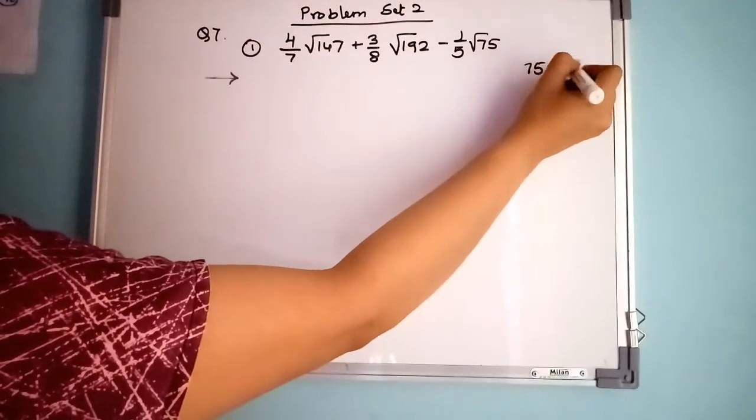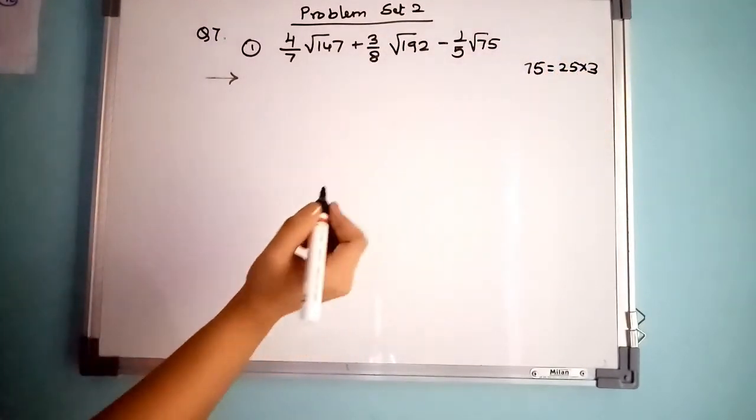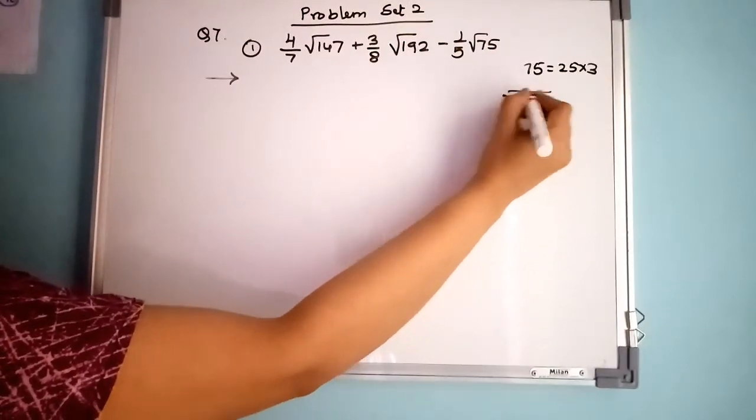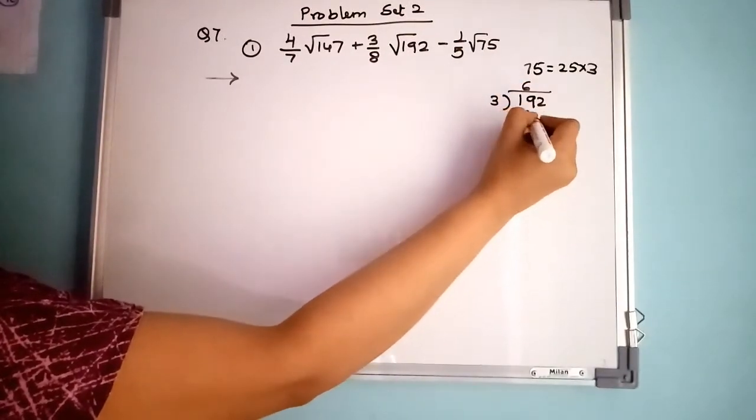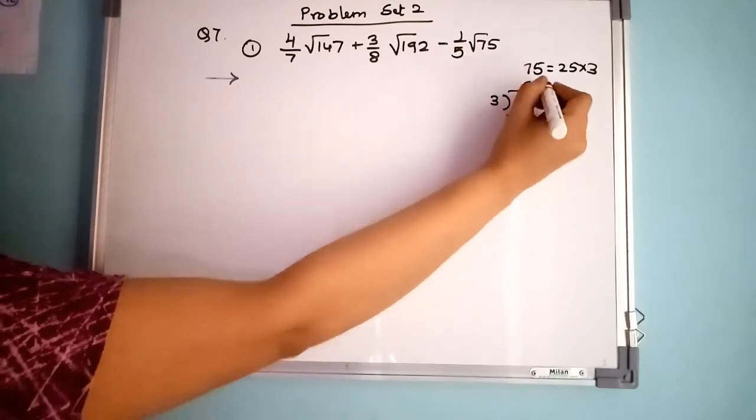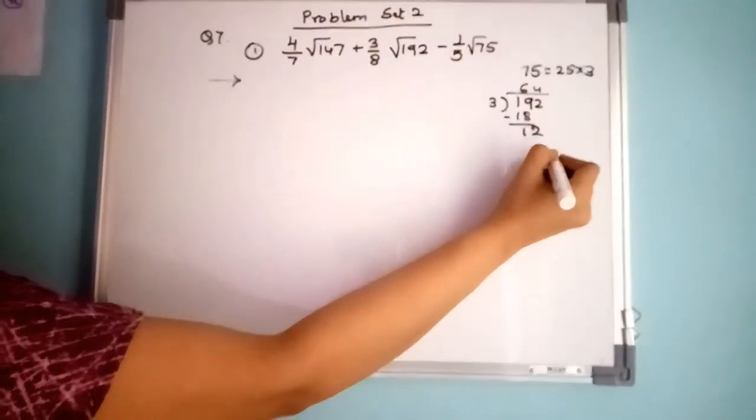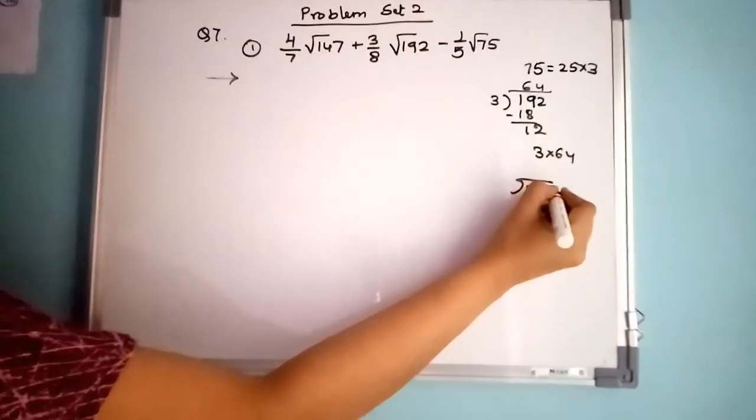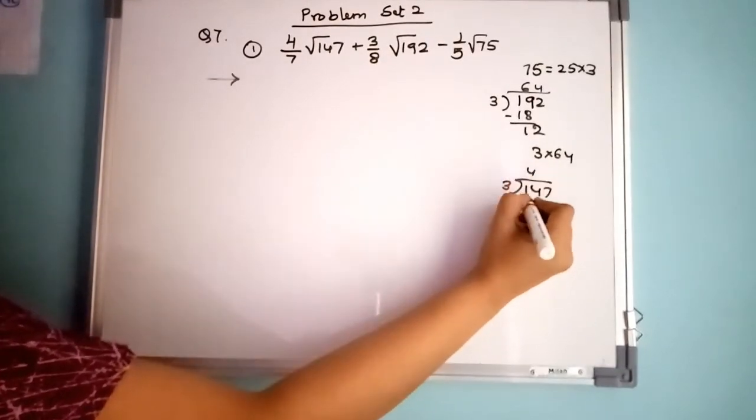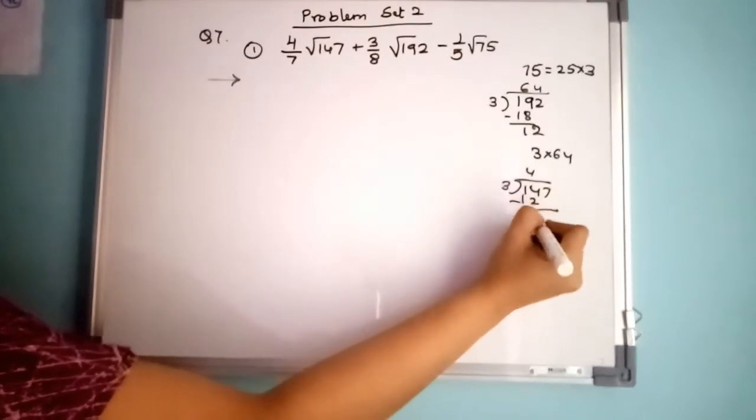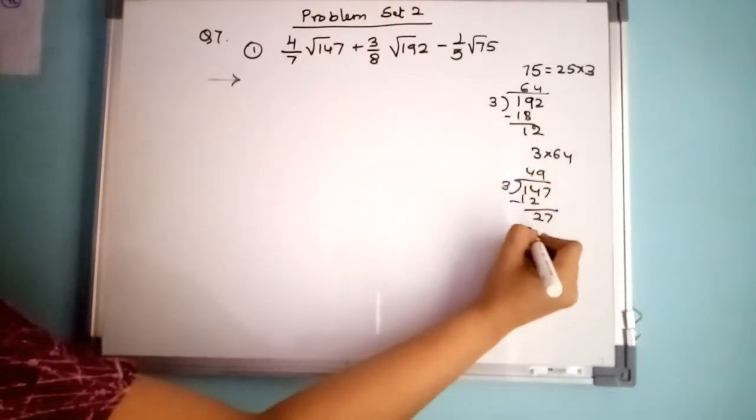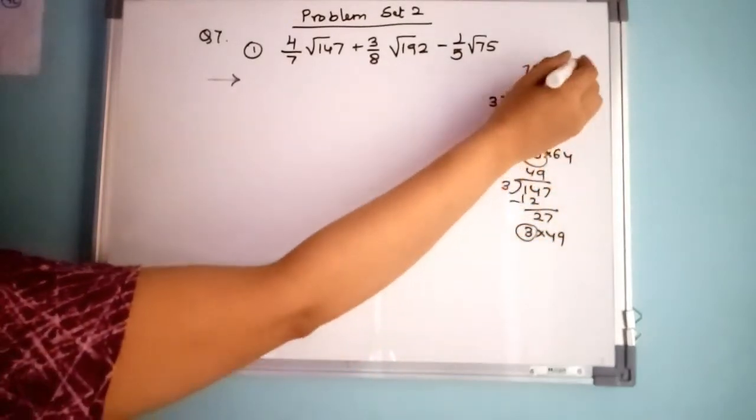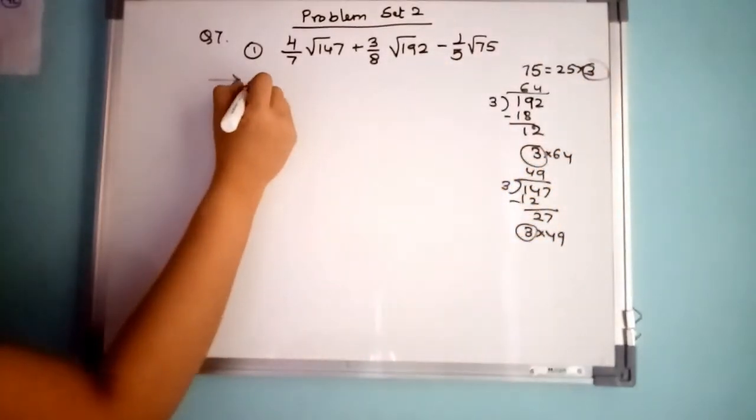Friends, we are seeing question number 7 of the problem set, and here we have three surds: root 147, root 192 and root 75. Now change all these numbers to the form where we will have a common factor. So 75 is 25 into 3, 147 is 49 into 3, and 192 is 64 into 3.